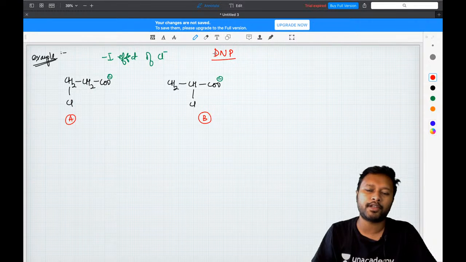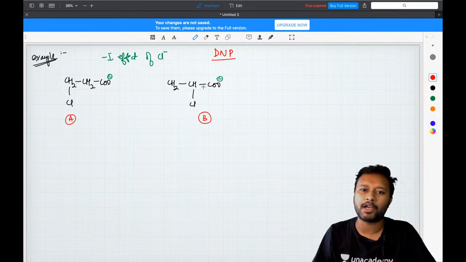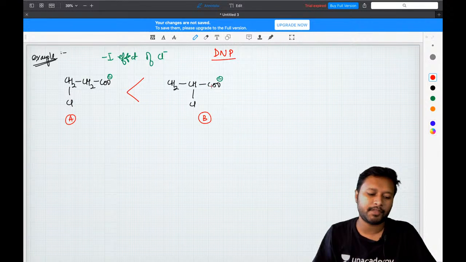So first of all you go for the distance. Since the distance is near for this, there will be more inductive effect, more minus I effect in B, which will stabilize B, and that's why the acidity of B is more than A. So that's how we approach this kind of question.